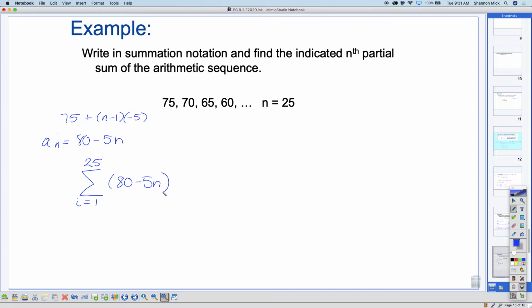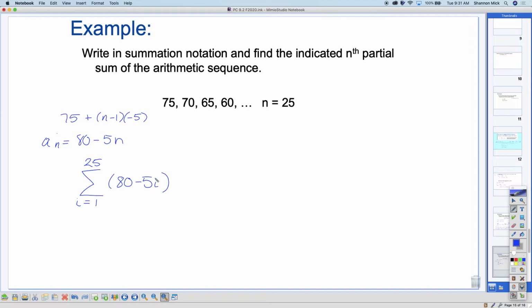Okay, so did you get 80 minus 5i for your definition? Negative 5i plus 80. I got 5i plus 80. It's because it's a negative 5, not a positive 5. The D is negative 5. You're not adding 5, you're subtracting 5. I put i and then n on accident. And if you put n, that's fine. I'm just trying to distinguish between them.